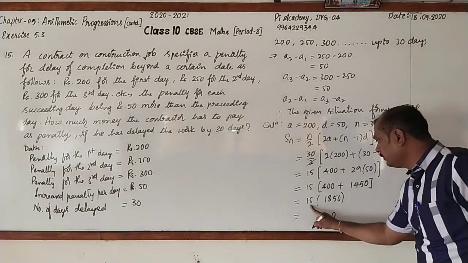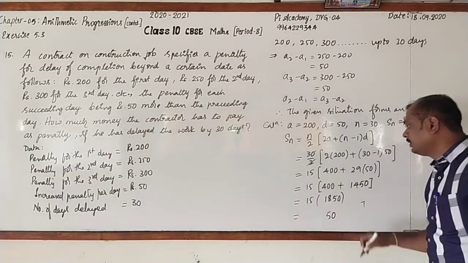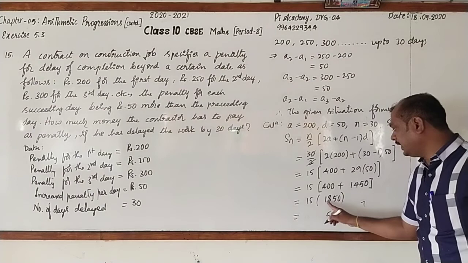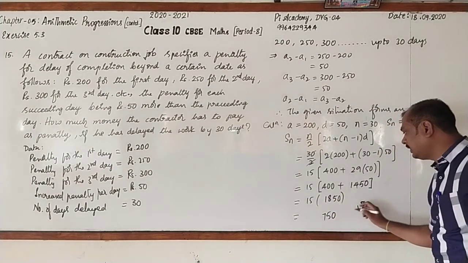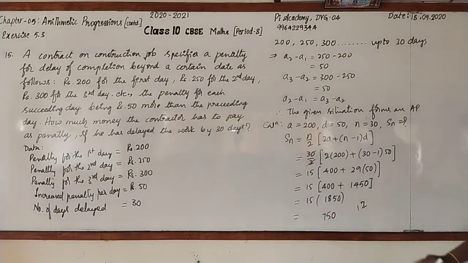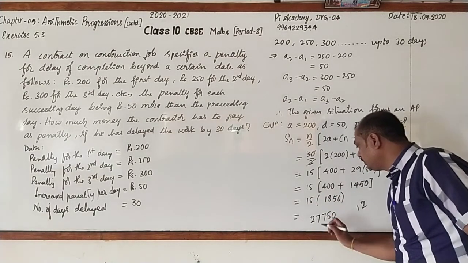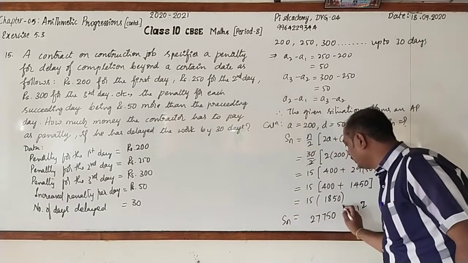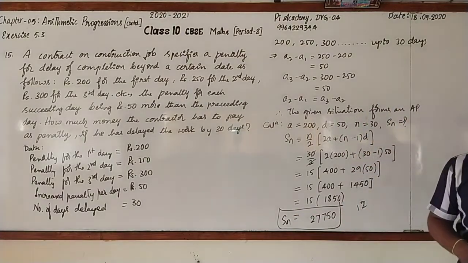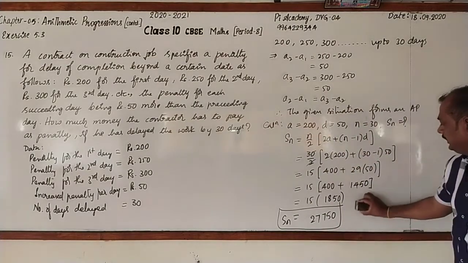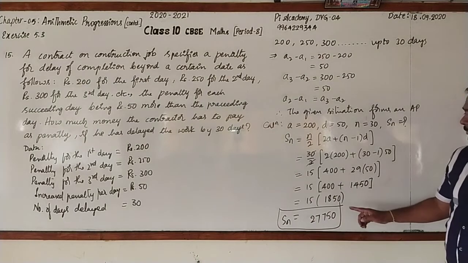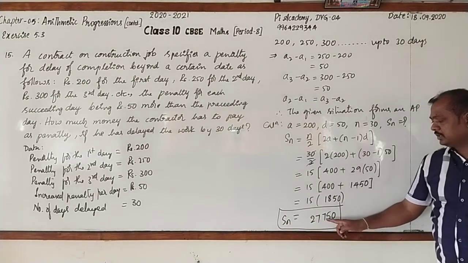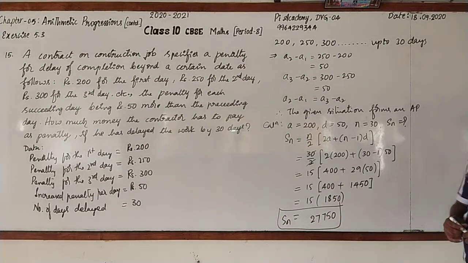It is equal to, multiply by 50. 0 as it is, 15 5s are 75. 7 is the carry, 15 8s are 120, 120 plus 7, 127. 12 is the carry, 15 1s are 15 plus 12, it is 27. Sn is equal to 27,750. What does it indicate? So the contractor has to pay the penalty of about rupees 27,750. Right?